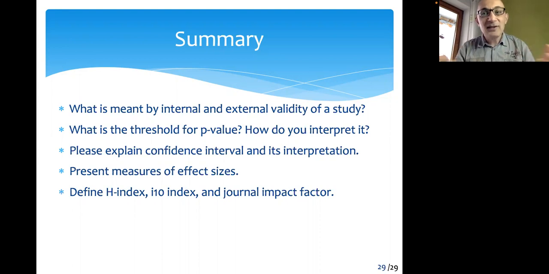And effect sizes, different types of effect sizes. The famous effect size calculations are given by Cohen, and we discussed confidence interval, relative risk, and others as indices of effect sizes. And finally, in today's presentation, I explained to you what H index, I-10 index, and the journal impact factors mean.